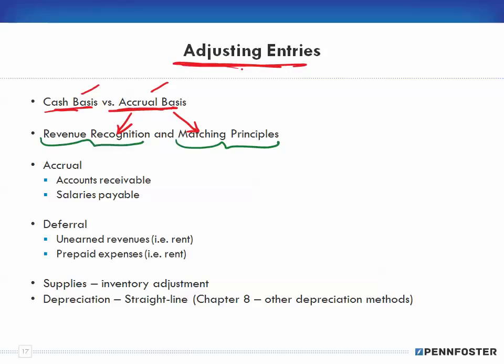Yes, you will be shown the most common ones, but there's no book in the world that's going to be able to tell you how to make all the adjusting entries to cover every particular situation. Yes, the book will show you the most common ones, and you're going to use those 95% of the time, and realize that these four, the accruals, the deferrals, the supplies, and depreciation, are only a part of those most common ones. All right.